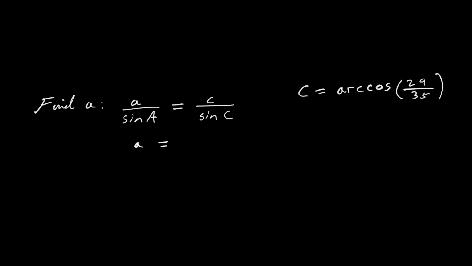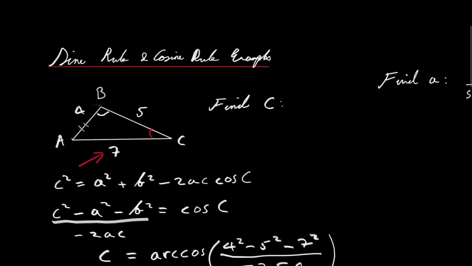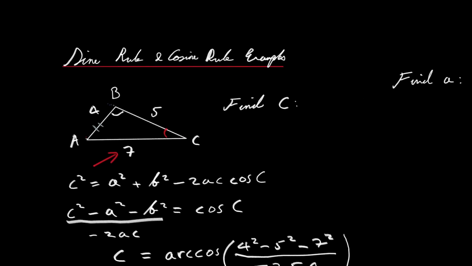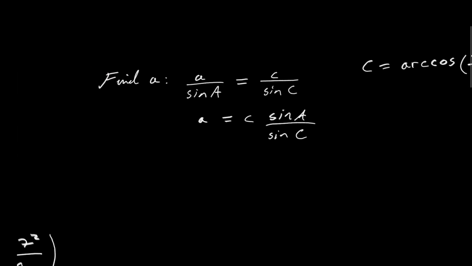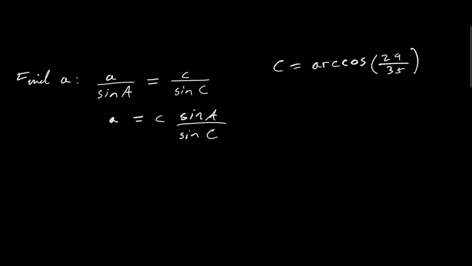So let's do some of the algebraic manipulation that we know we'll have to do. We'll multiply both sides by the sine of A, and on the right-hand side, we will have C times the sine of the angle A over the sine of the angle C. And now we can make some substitutions. So the side length C is 4. So A is equal to 4 times the sine of A over the sine of C.